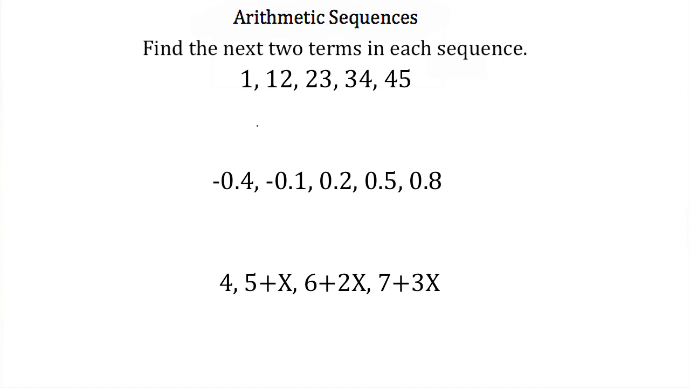Here in our first sequence, 1, 12, 23, 34, and 45. Here, 1 is our A1, and we don't know our common difference, but we do know the rest of our terms. So here's A2, and A3, and A4, and A5. What we're looking for, though, is A6 and A7.